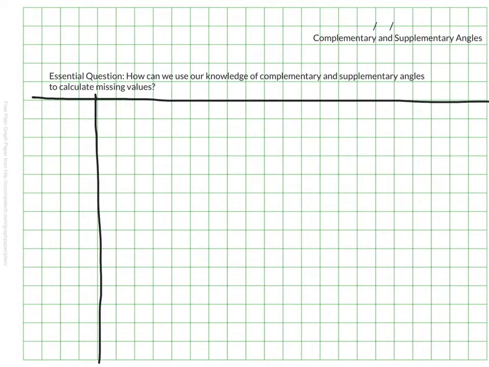Our essential question for this video is: how can we use our knowledge of complementary and supplementary angles to calculate missing values? And before we answer the essential question, we need to be sure that we know the terms complementary and supplementary.